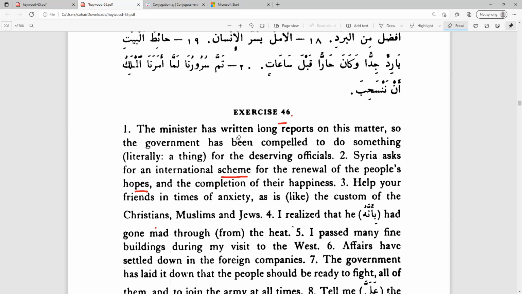And friends is أصدقاؤك. No, it's not the subject. Do you understand subject and object? You can't be using dhamma all the time, it's not the default. You know what's subject, what's object: أصدقائك. In times is أوقات. And of anxiety I don't know. We have done it before.